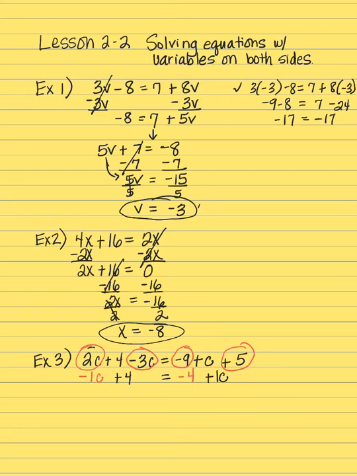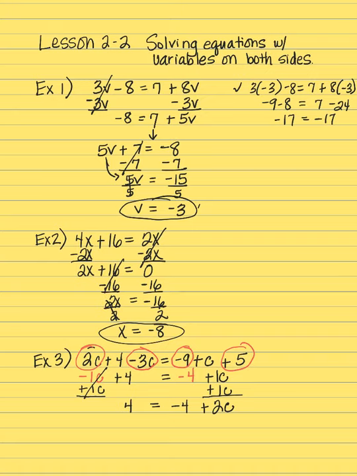Now I want to look at my equation. I have a negative 1c on the left and a positive 1c on the right. Negative 1c is smaller, so I'm going to do the opposite of that on both sides and add 1c. When I do that, they cancel on the left because they're opposites. I bring down positive 4 equals negative 4, and 1c plus 1c is positive 2c.